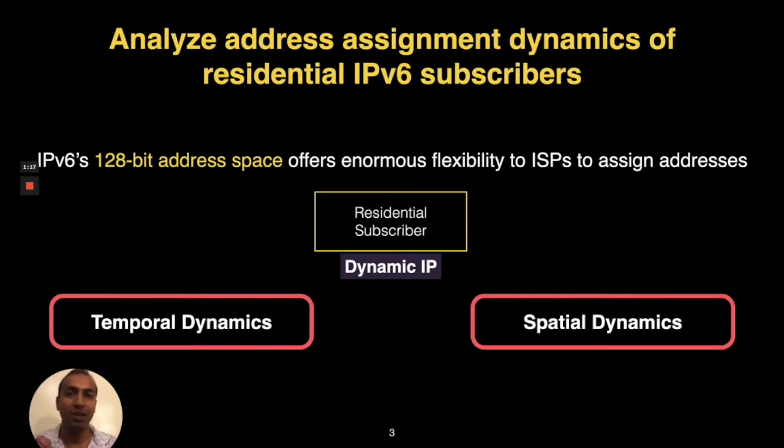So we empirically examine the temporal dynamics in IPv6 and analyze how long v6 addresses are assigned to residential subscribers. We also examine spatial dynamics. Where do addresses move upon reassignment, and what is the length of IPv6 prefixes that is assigned to residential subscribers?